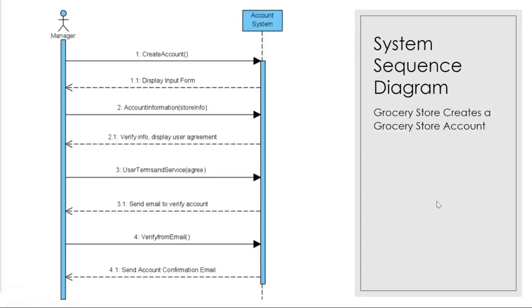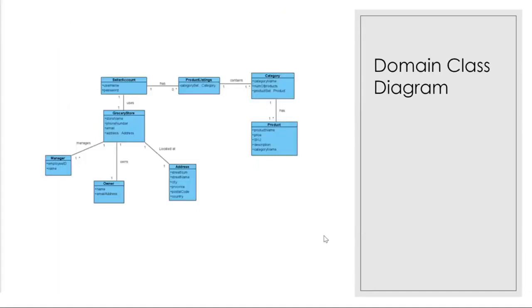Going back to this slide, the alternate flows for this system would be: if the grocery store has already been added to the system, then it will redirect to the login screen so they can log into the appropriate account. If the user inputs invalid characters, it will erase all fields and ask the user to input the data again. And if the account cannot be verified or approved, the store will not be able to add products until the account is verified and approved.